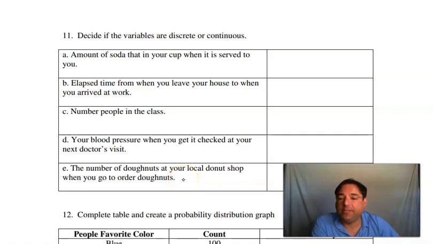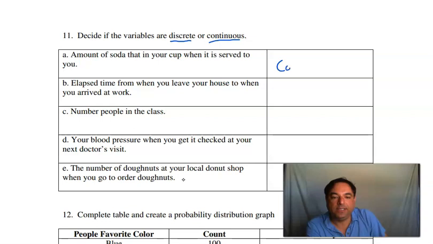Okay, for question 11, it talks about deciding if the variables are discrete or continuous. Remember, discrete is something you can count, and continuous happens over a range. So the amount of soda that is in your cup when it's served to you will be continuous. Now, why would amount of soda be continuous? Can't you just measure that?